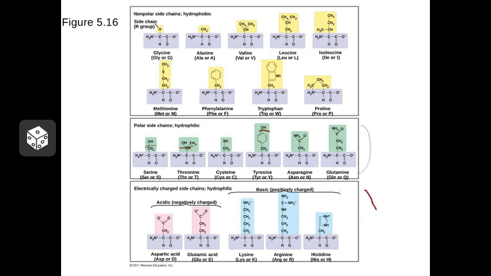Here we have the acids and bases. Notice that the ones that are classified as acids end in carboxyls, which is an acid. The ones that are classified as bases end in amines, which are basic. Now, why do we care about these categories? Well, we're going to use these amino acids to build a larger protein.